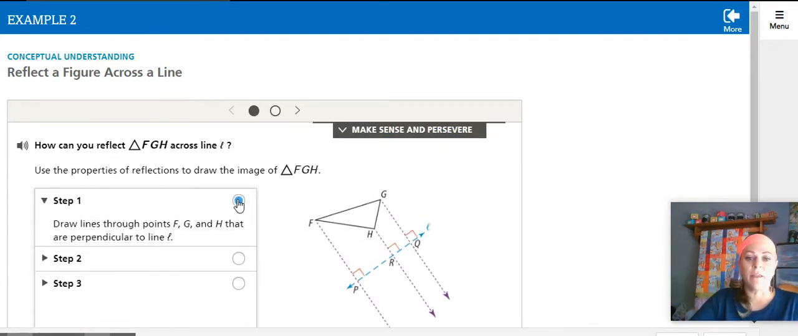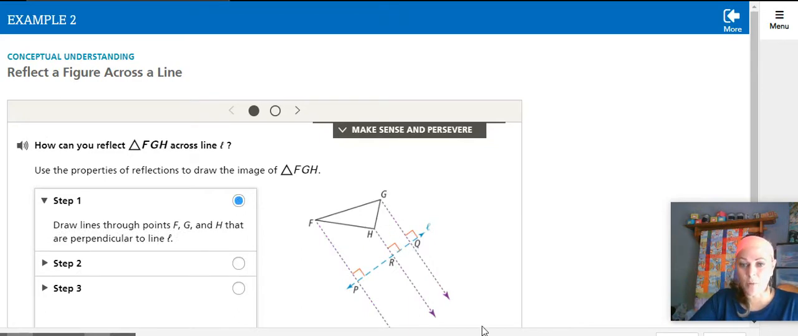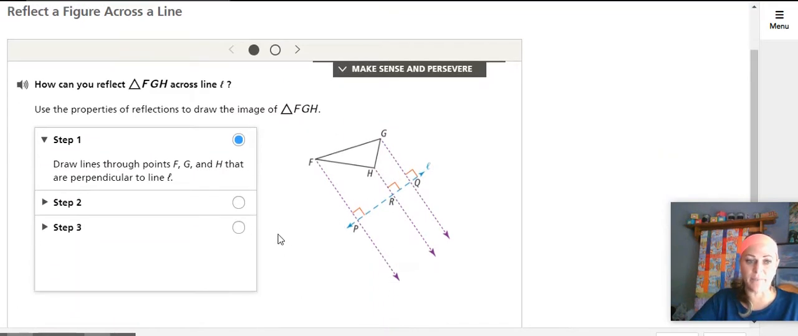So step one, first, you need to make a perpendicular line from each of those points. So from point F straight out, perpendicular with the line of reflection. It has to be perpendicular. So with that line of reflection, each of these segments or lines has to be meeting at a 90-degree angle with the original line of reflection. Okay, that's your first step.